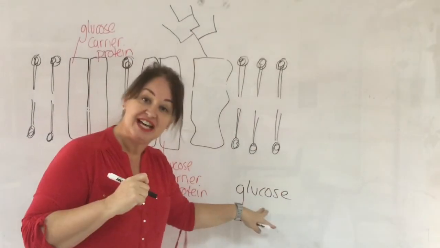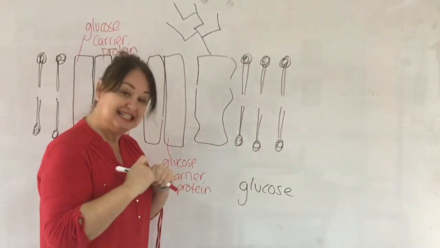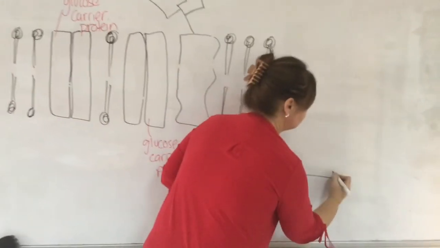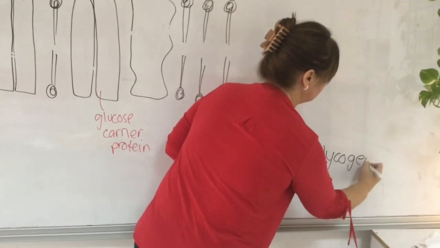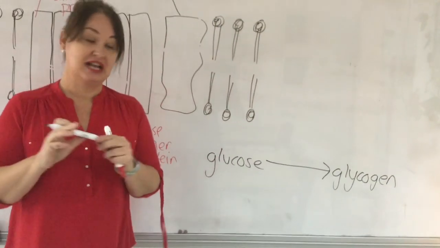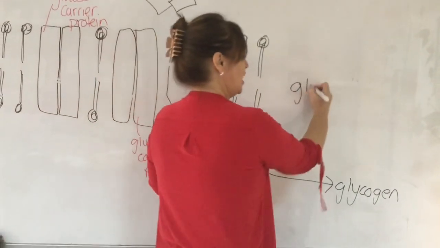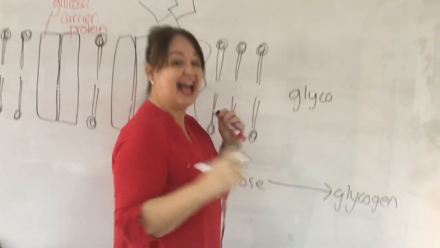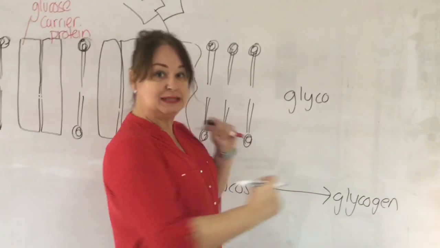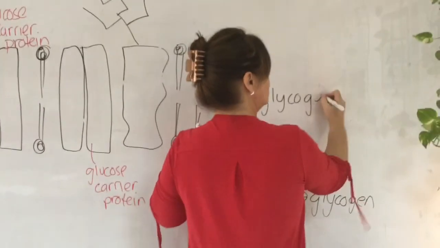It wants to convert the glucose into glycogen. And that is the process where we have glyco, because it's glycogen that we're making, and genesis. Genesis means making, so it's glycogenesis.